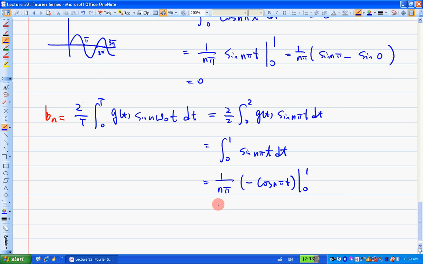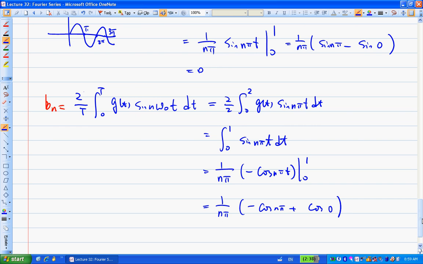Now let's plug in the numbers. Plug in 1 over here, 0 over here, and what do we get? We get 1 over n pi times negative cosine n pi plus cosine 0. The negative becomes positive. What is cosine 0 equal to? 1. So the next thing is cosine n pi.